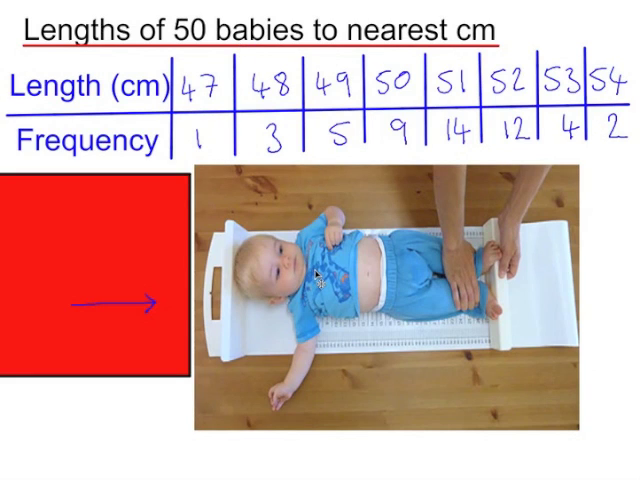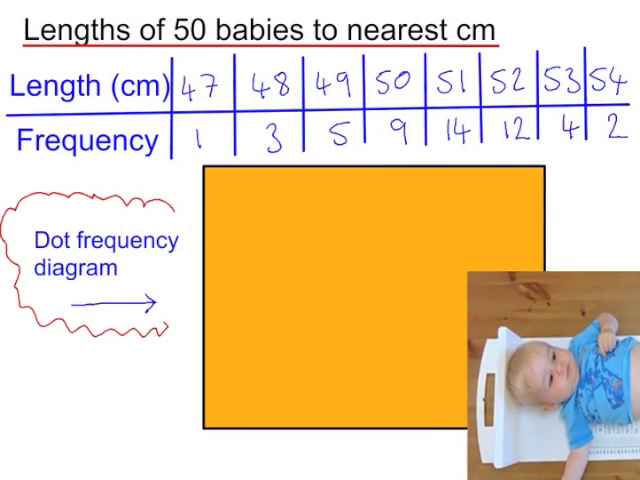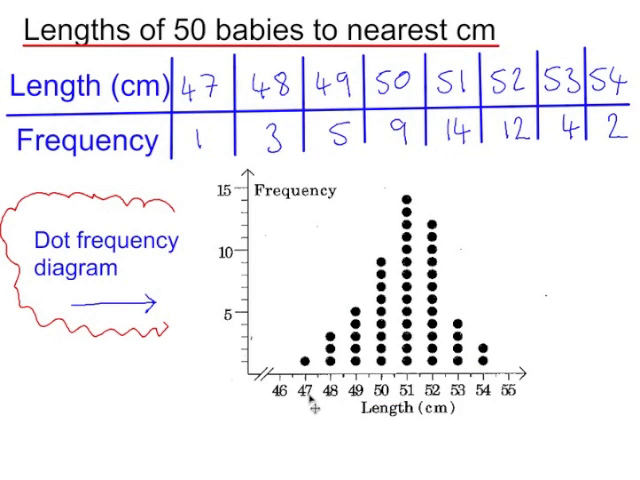Their lengths are all measured to the nearest centimetre. So we have one baby which is 47 centimetres long, 3 which are 48 centimetres long, and so on. I'm going to represent this data using a dot frequency diagram. You can see that the horizontal scale is the length of the baby in centimetres, and each dot represents one baby.